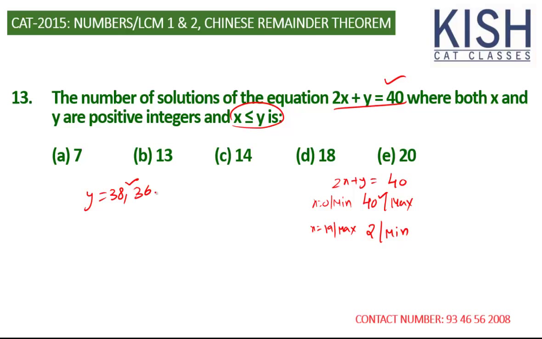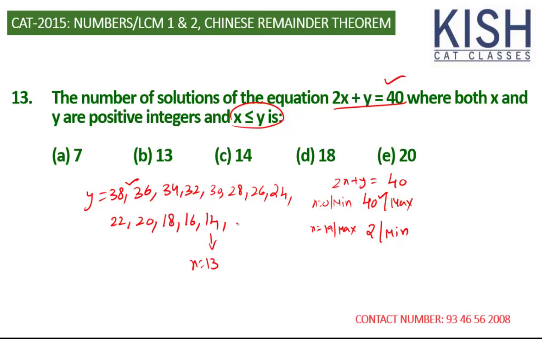Now 36, 34, 32, 30, 28, 26. Should we write all these things? No, we need not. 22, then 20. If y equal to 20, then let's take 18, 16, 14. Now if y equal to 14, that is where we need to see x. If y equal to 14, then 2x is equal to 26, so x must be 13. So here x is going to be 13.